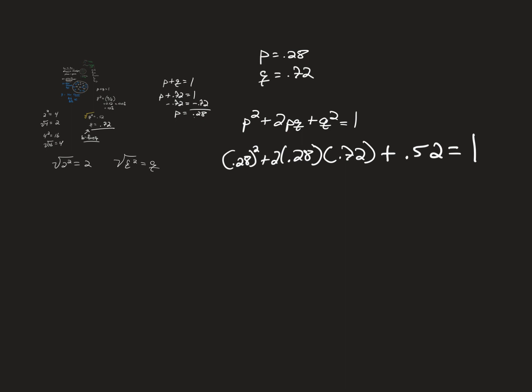So right here, this is the frequency of homozygous dominant. Somebody do 0.28 squared.